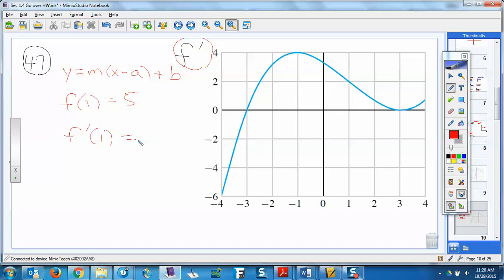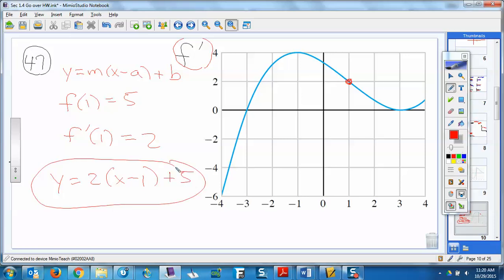So what's f prime of 1? Well, f prime of 1 is just the output on the f prime graph. Or function. If it's an equation, you plug into it. But if it's a graph, you just get the output. What is that? Remember what we said? The f prime graph y values are the slopes of the f graph, right? So the slope of the f graph is the y value on the f prime graph. So that y value right there is 2. So there's our slope. So we got y equals 2(x minus 1) plus 5.